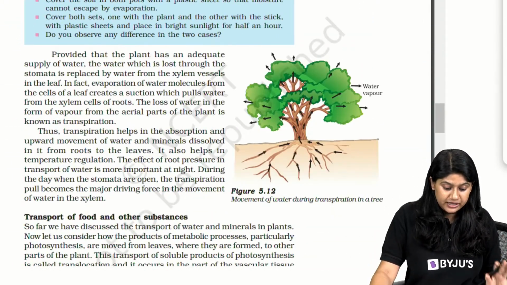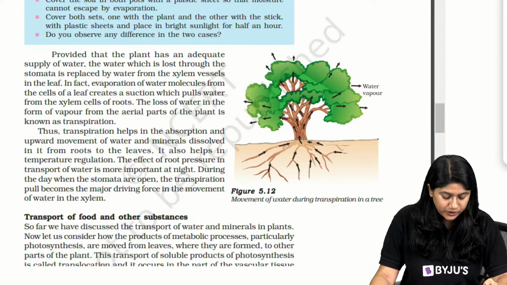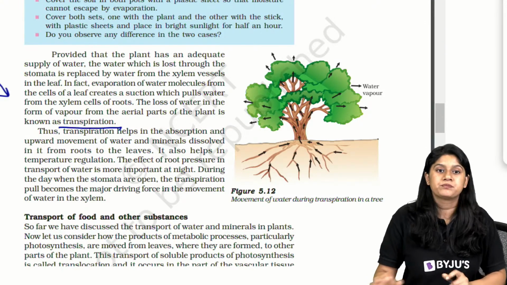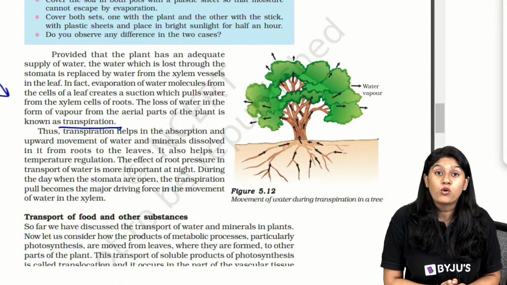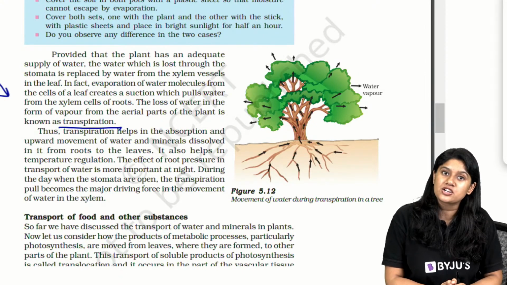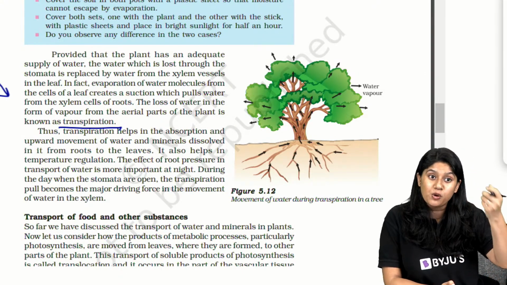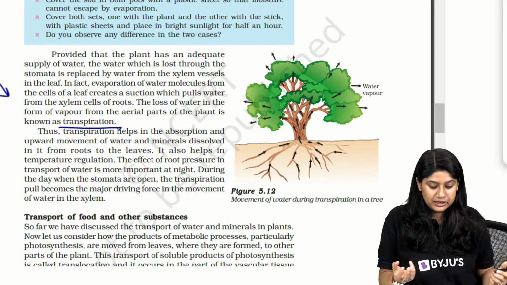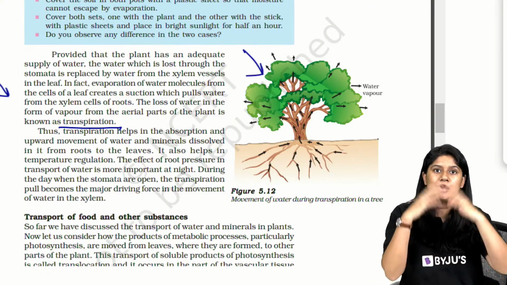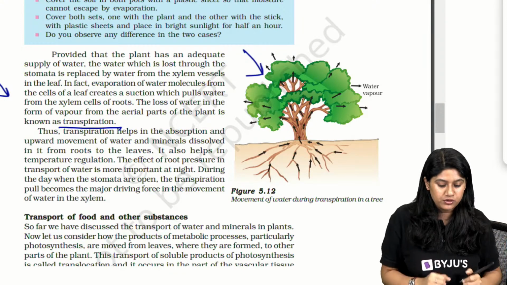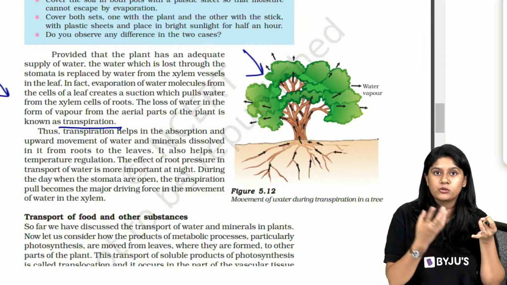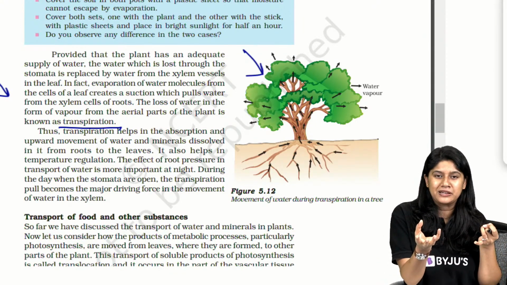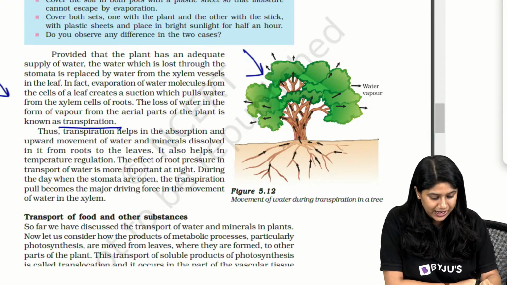Clear? Then over here they have talked about the transpiration. Yes, what we know about the transpiration? Transpiration is a process where we saw the loss of water molecules in the form of water vapor. This is important. Water vapors are coming out, excess water molecules, right? From the stomata, from the leaves, only the exchange will be happening, right? So you can mention about that.